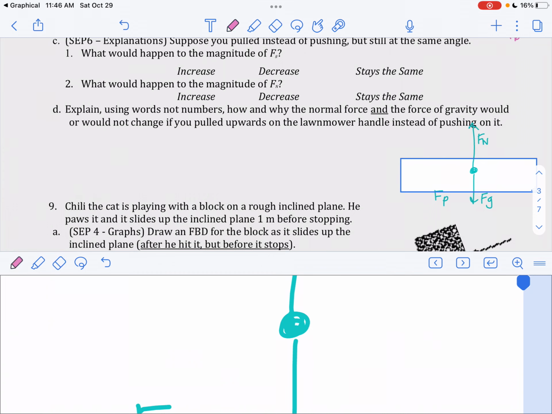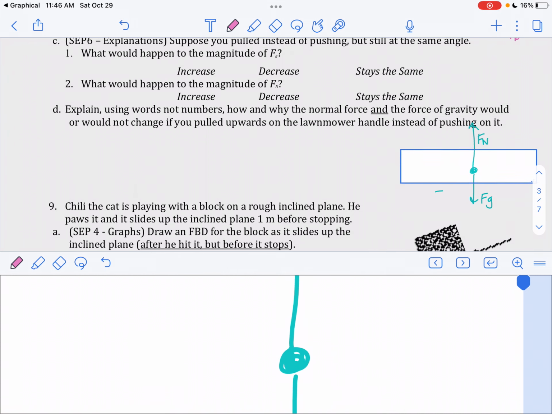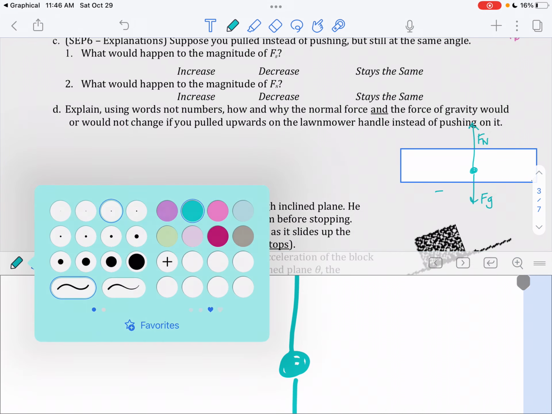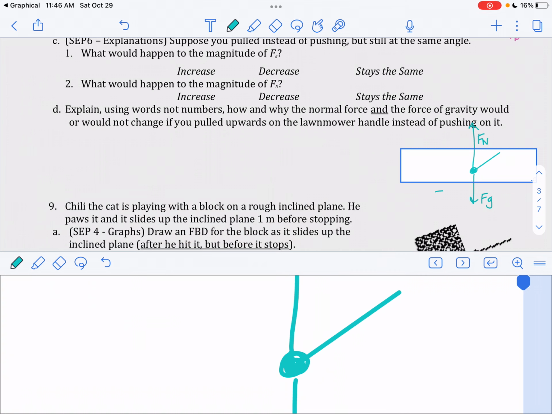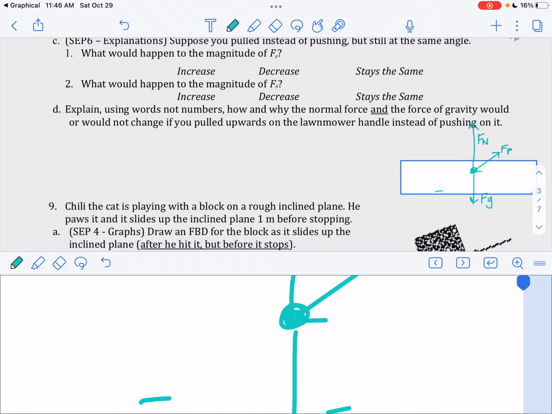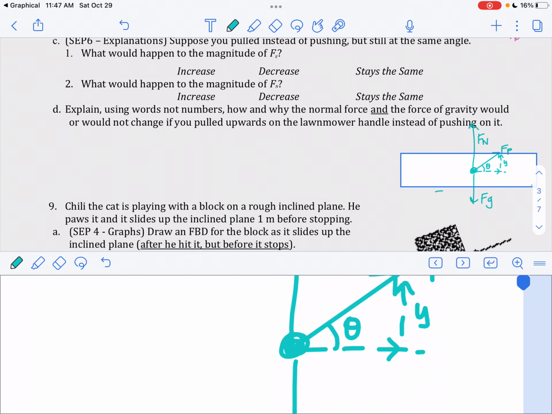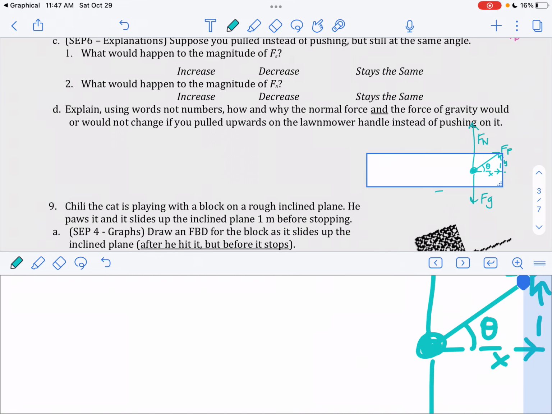And so I know the force of friction is going to switch directions because now I'm pulling up, so I'm going to be pulling at this angle. And then I know my theta is going to be the same. So this will be where theta goes. This is FPY. This is FPX. And so that means force of friction would have to switch directions.